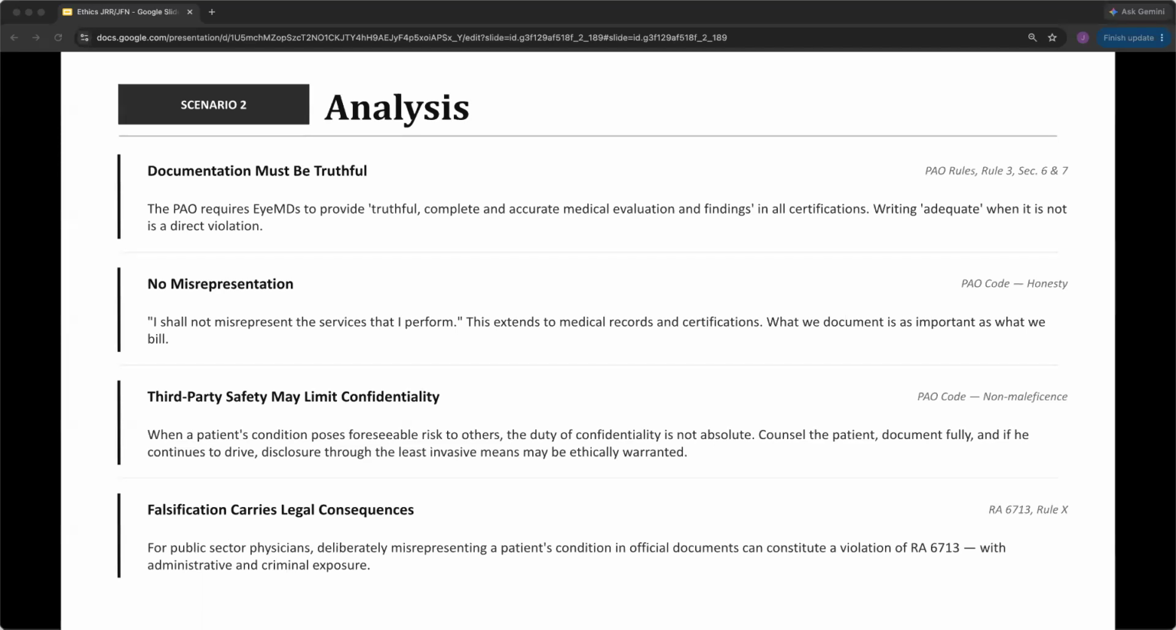Yeah, very good, these cases. I'd like to hear from any of the residents. How would you approach this case? Sure. Okay.